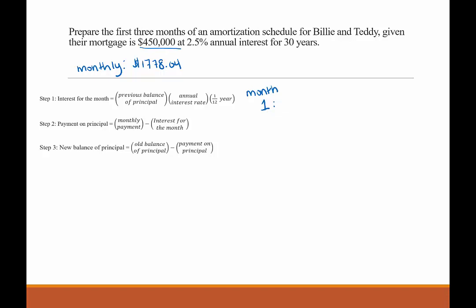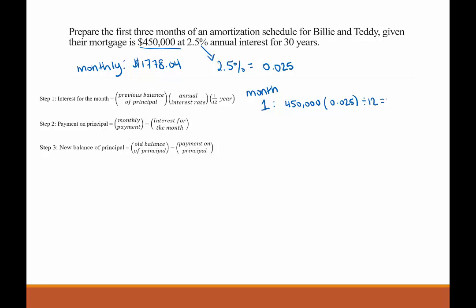Okay, so the previous balance of the loan from month 1 is $450,000 because we haven't paid anything towards it yet. The annual interest rate, remember, is 2.5%. If we divide it by 100 to convert it to its equivalent decimal, it will be 0.025. We're going to see that again and again, 0.025. And then I'm going to divide by 12, but remember, if you want to, you can multiply by 1/12.